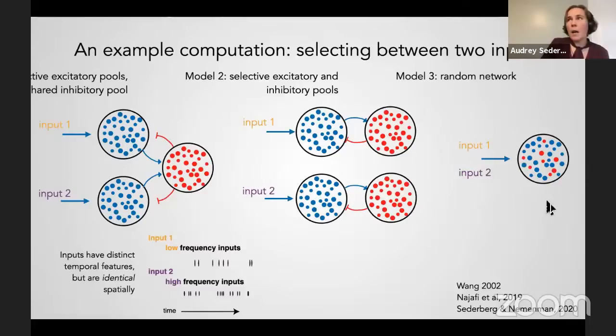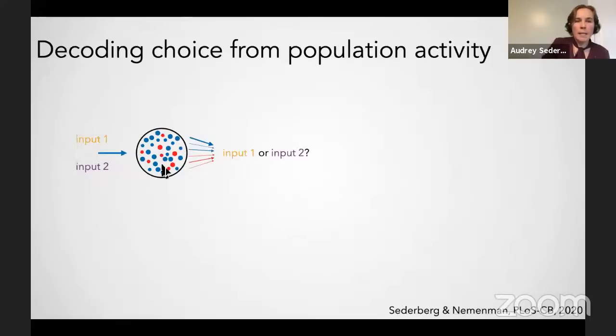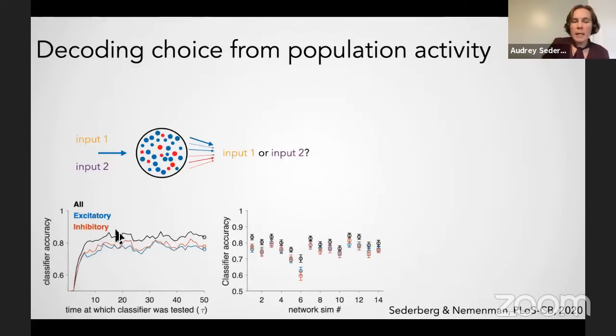And so I won't step through all of the results in this paper, but one in particular: if we simulate this experiment in this random network scenario, and then try to decode, either from the entire population or from a subset of excitatory neurons or a subset of inhibitory neurons, whether it was input one or input two, we find that in our random networks, the accuracy is quite high. It's over 80% if you look at all the neurons, and the excitatory and inhibitory subpopulations are equally selective. This is for a single network. We can look at the variability across different random instantiations of this network that we drew, and in all cases, that trend holds.